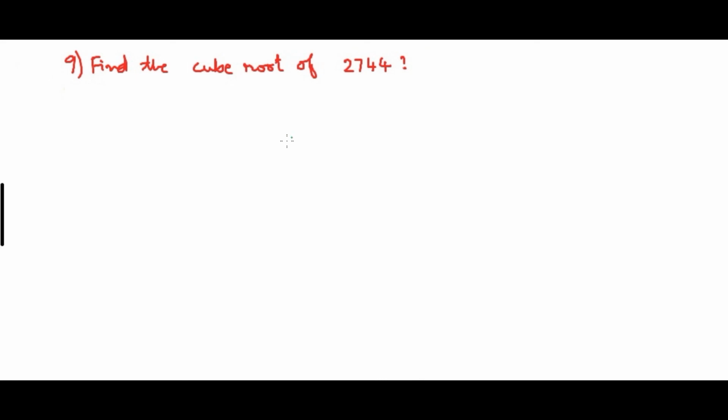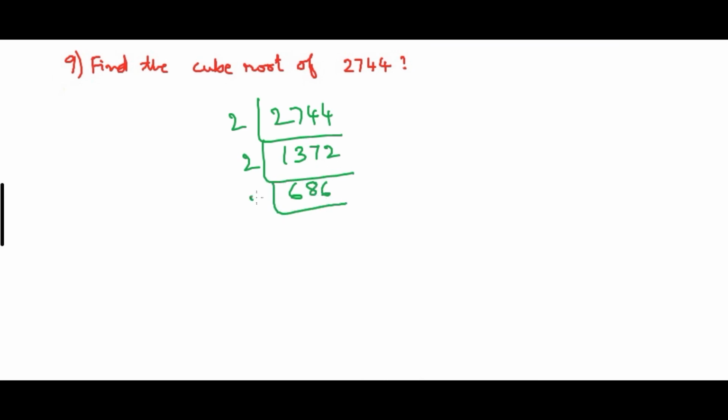Yeah. Find the cube root of 2744. Okay, only the factorization method is available. So let's move on with the factorization method only. 2744. Let me go ahead with 2. 2 ones are 2, 2 threes are 14, 2 sevens are 1, 2 twos are 6, again 2 threes are 4, 3.